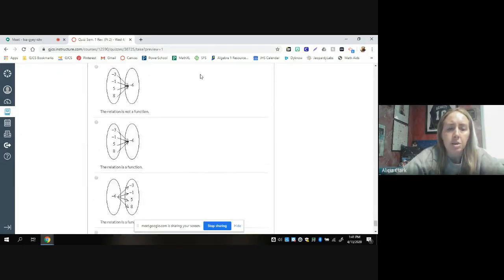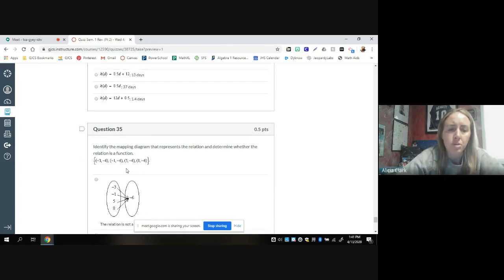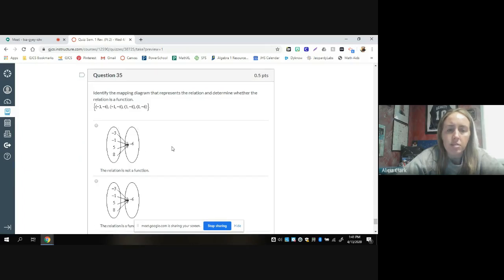Then you're going to get down to the mapping one. You shouldn't have any issues with that. Just remember the x values are on the left side and the y values are on the right side. These mappings are just showing me which number goes with the output.